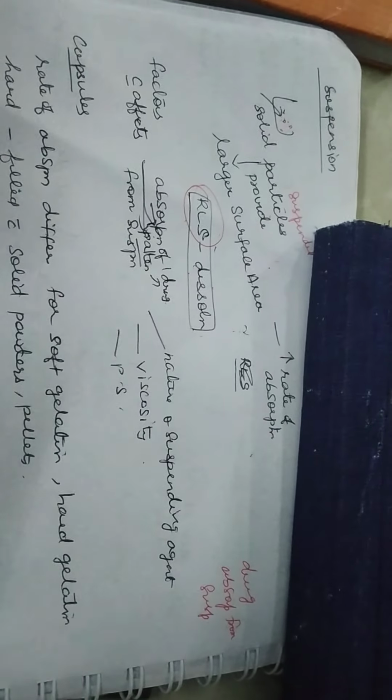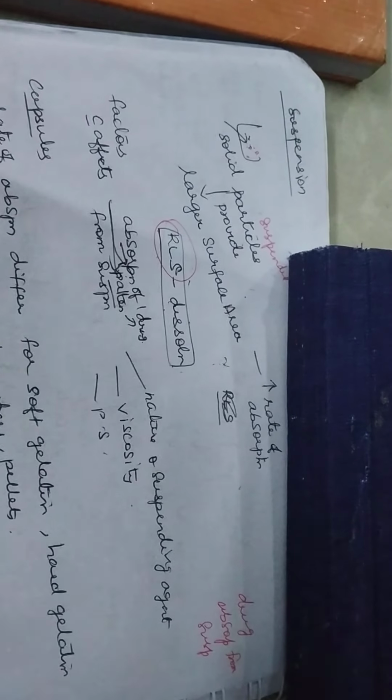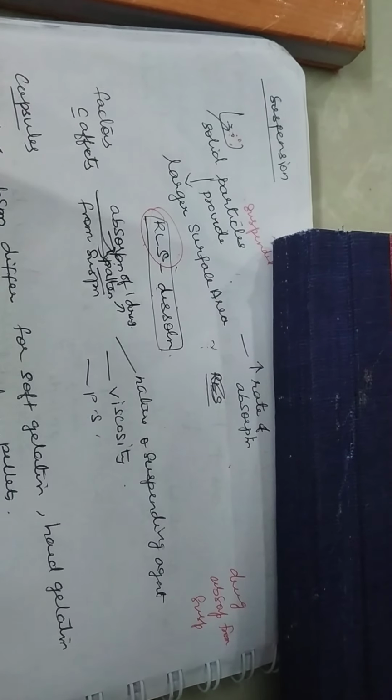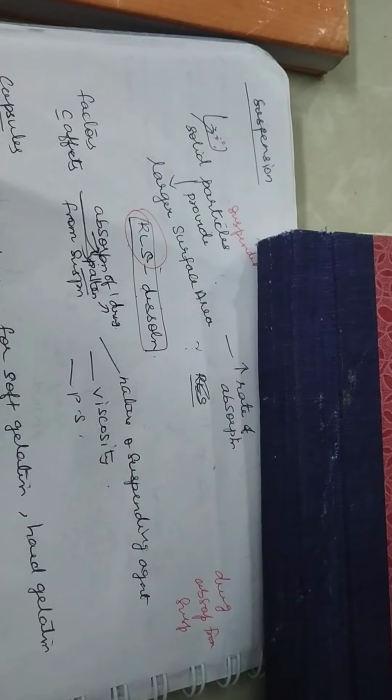The suspended particle has to dissolve, and that is the slow process, so that is the rate limiting step. The rate limiting step is nothing but the step that determines the overall rate of the reaction. The factors which affect the absorption of the drug from the suspension are the nature of the suspending agent, viscosity, and particle size.